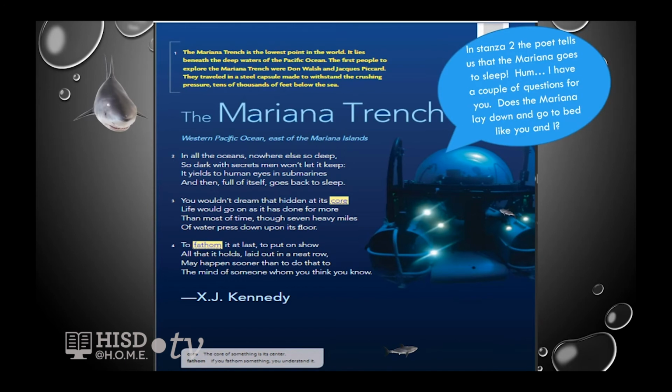In stanza 2, the poet tells us that the Mariana goes to sleep. I have a couple of questions for you. Does the Mariana lay down and go to bed like you and I? Think about that.